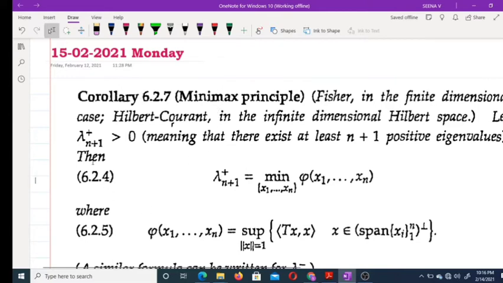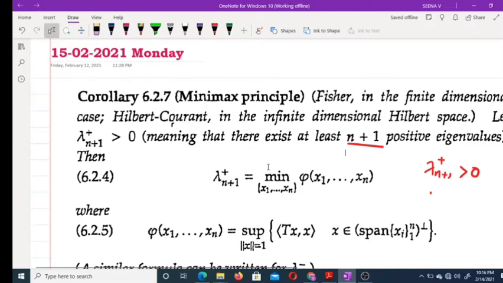Let lambda n plus 1 plus be greater than 0. What is the meaning of that? The lambda i plus are the positive eigenvalues, and our assumption is lambda n plus 1 plus is greater than 0. That means the operator T has at least n plus 1 positive eigenvalues.